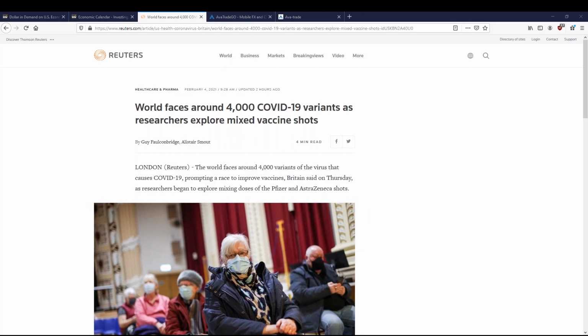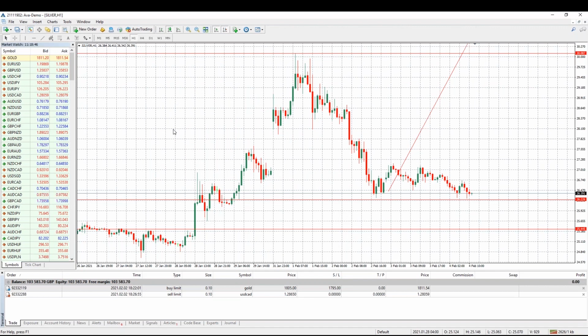Okay, so let's get on the charts. Let's take a look at what's happening. I've got silver up here right now. We could also be looking at gold. It would look similar. We see a lot of dropping in silver, hitting a support level here.